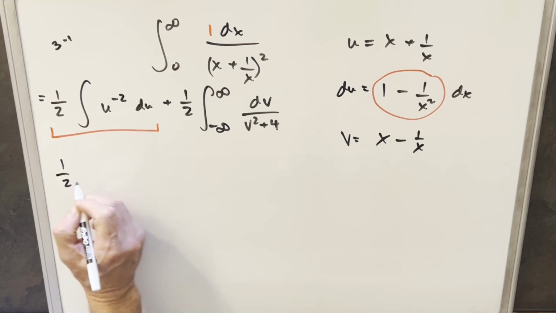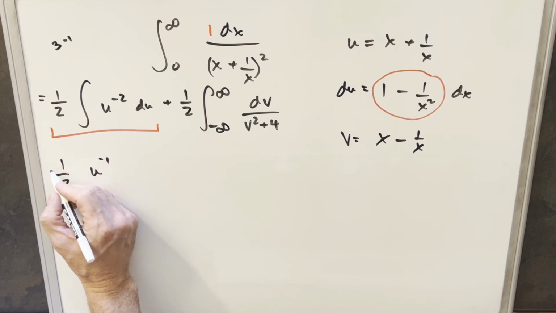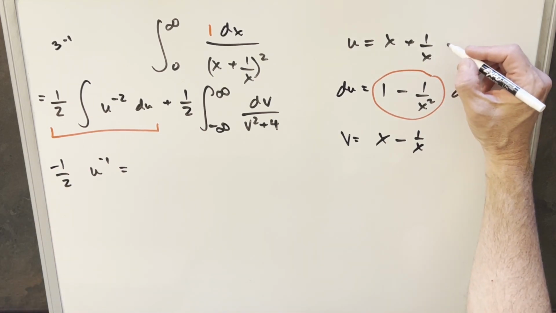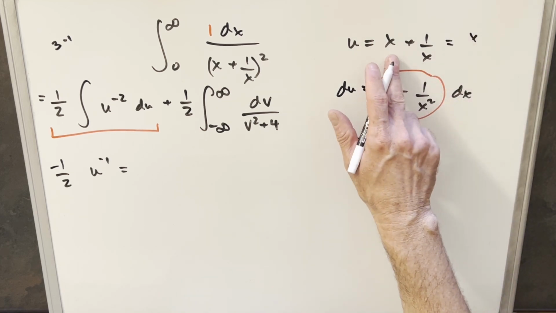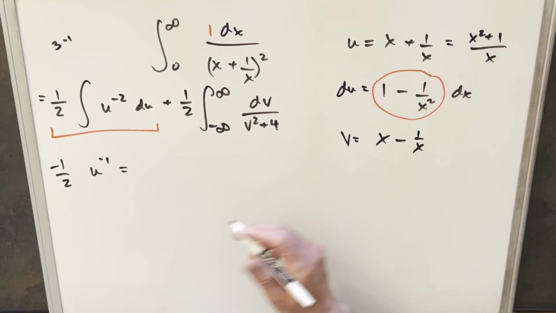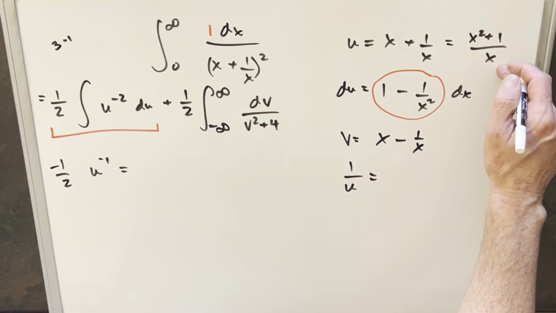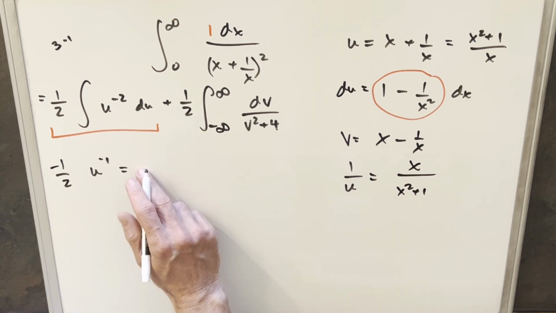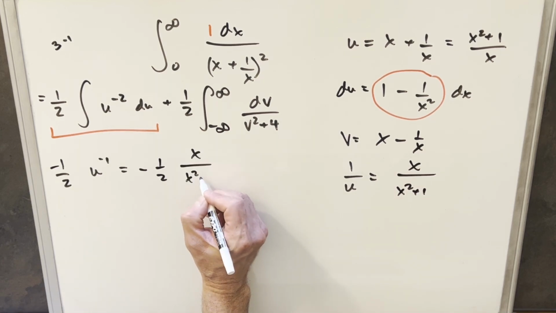We're going to have 1/2, and then integrating this, we're going to have u to the minus 1, and then we need to bring a minus out front here. And then we're ready to back substitute for u. Now let me just do something here with our u value. If I get a common denominator and multiply by x over x, we end up with x squared plus 1 over x. So our u to the minus 1 is the same thing as 1 over u. Well, we can just take the reciprocal of this, and we have x over x squared plus 1. So for this value, we're going to have minus 1/2 x over x squared plus 1.